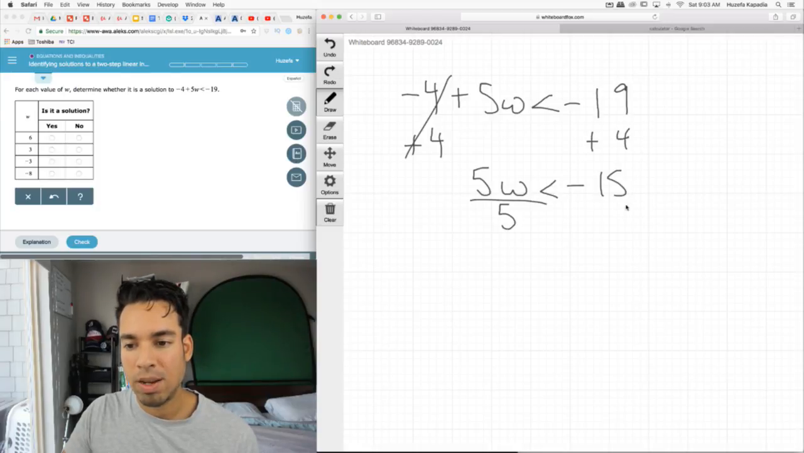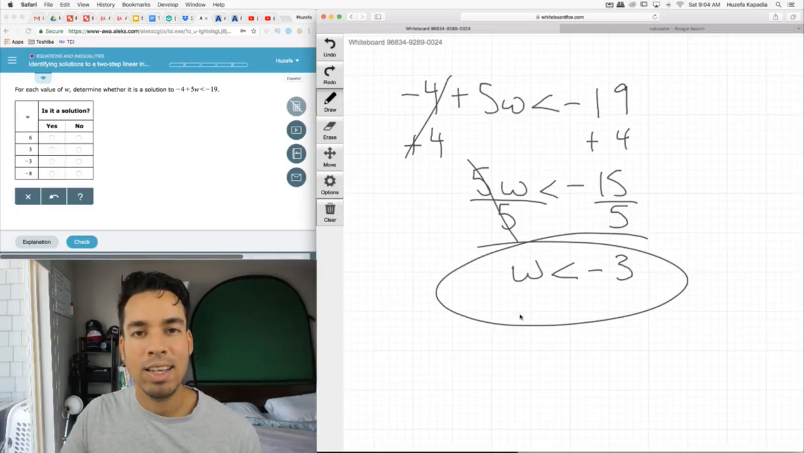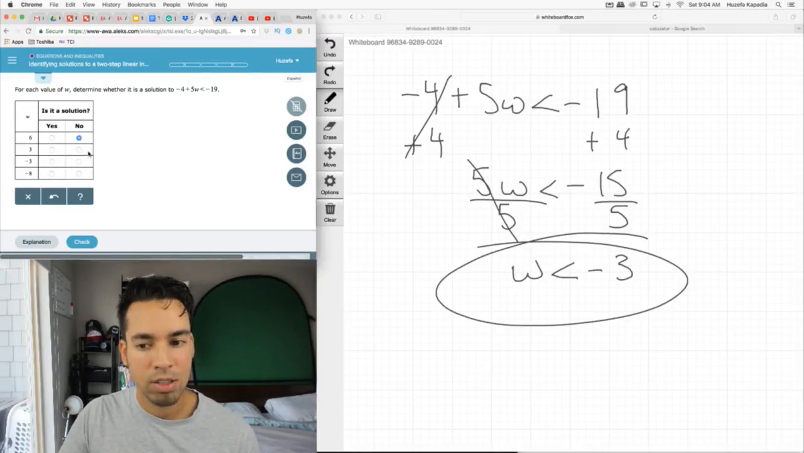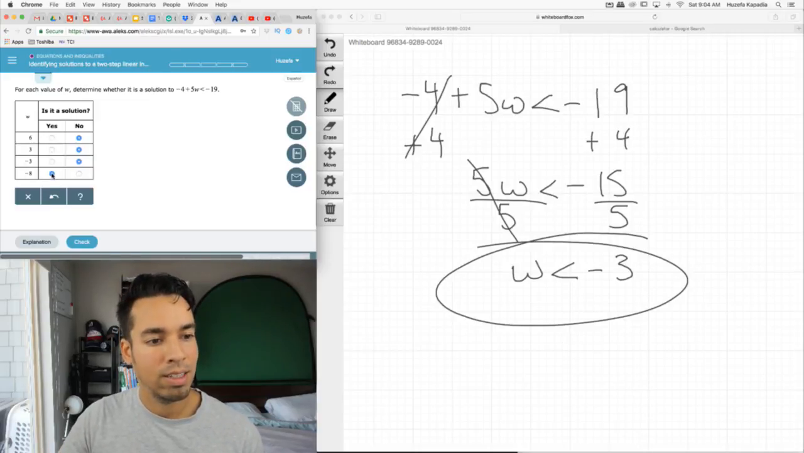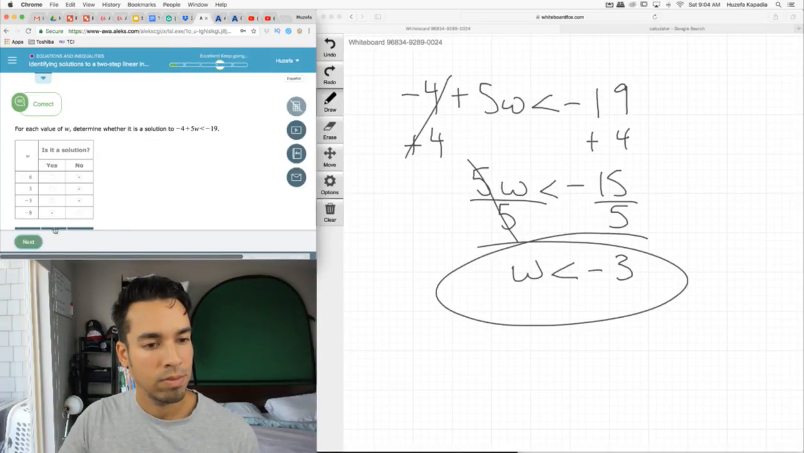Then I'm going to divide both sides by 5, right? Inverse of multiplication, and we've got w is less than -3. So now anything that fits this will work, meaning the solution set is all values that are less than -3, meaning -4, -5, etc. 6 is not a solution. It's not less than -3. 3 is not a solution. -3 is not a solution because we want less than -3. That doesn't include -3. And -8 is less, therefore it's a solution. Okay, next.